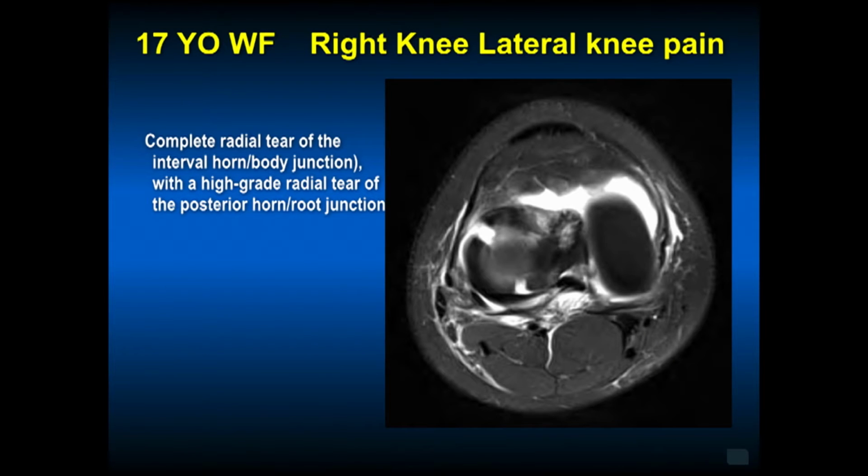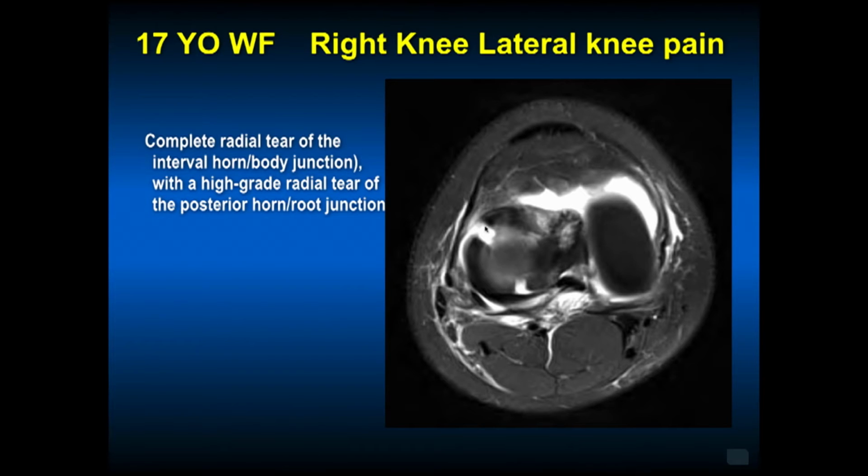This is a 17-year-old with right lateral knee pain. It can be helpful to get MRI scans to determine the meniscus status. So in this 17-year-old, here's her medial tibial plateau. Here's the lateral tibial plateau. You can see the shape of the lateral meniscus. It comes way around, more like a U shape.